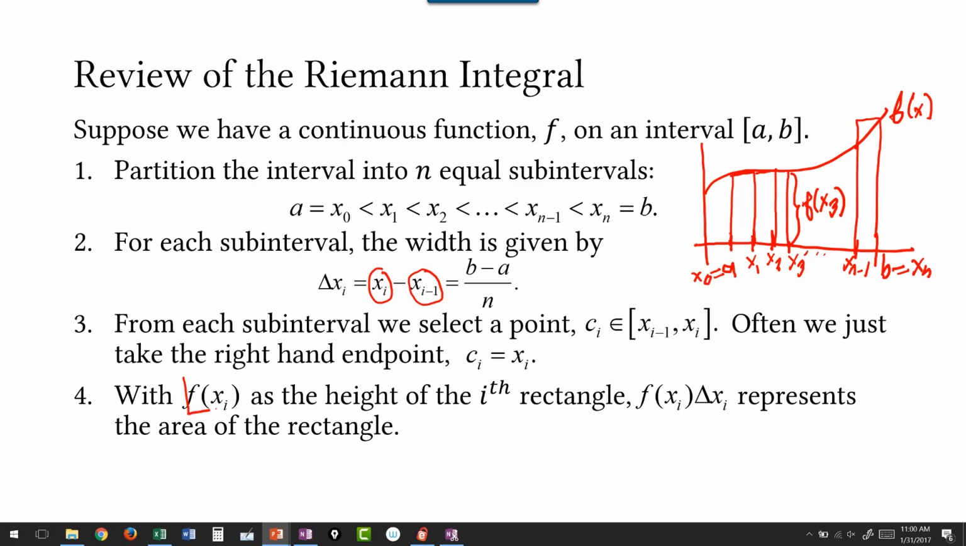With f of xi as the height of each rectangle and delta xi as the width of each rectangle, the product of height times width gives us the area for each rectangle. And if we sum the areas of all the rectangles, then what we get is a decent approximation for the true area under the curve.